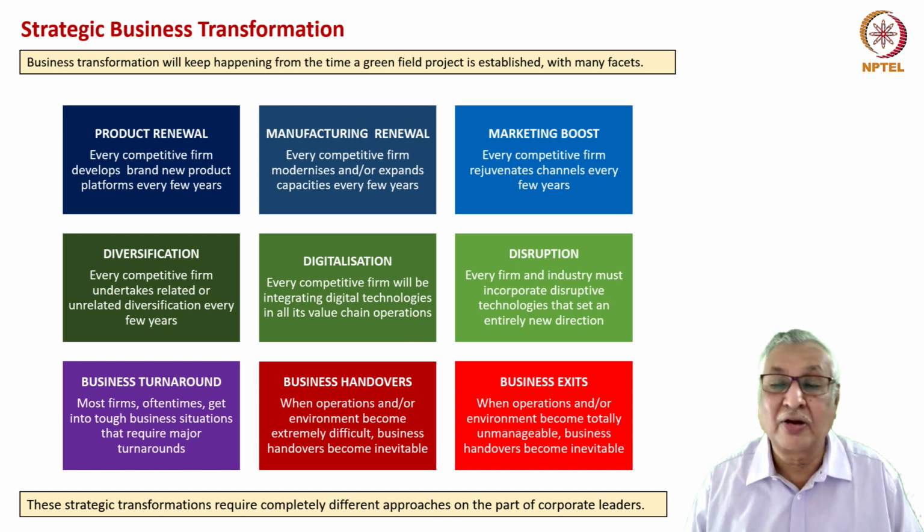Business disruption at times leads to the requirement for business turnaround. Most firms oftentimes get into tough business situations that require major turnarounds. What does turnaround mean? Turnaround means your performance has declined both in terms of revenue and profit, and it requires enormous effort to make the business reach its previous heights or at least scale something which is viable. And why does decline happen? We have seen in the case of declining industries why industries decline, why firms decline. Basically, again, in terms of product and manufacturing capabilities and marketing capabilities, which are found wanting.